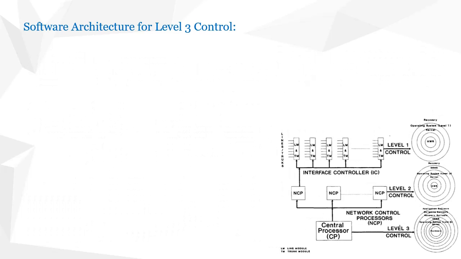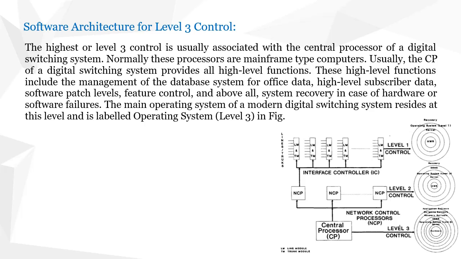Now finally let us discuss level 3 of the software architecture. As you can see from the figure, it consists of the central processor. So we need to understand what the functions of the central processor in a digital switching system are. The highest or level 3 control is usually associated with the central processor of a digital switching system. Normally, these processors are mainframe type of computers which are highly capable. Usually, the central processor of a digital switching system provides all high level functions.